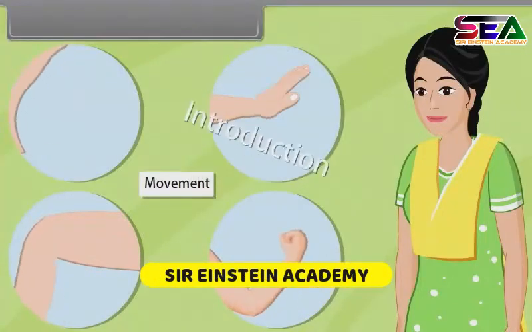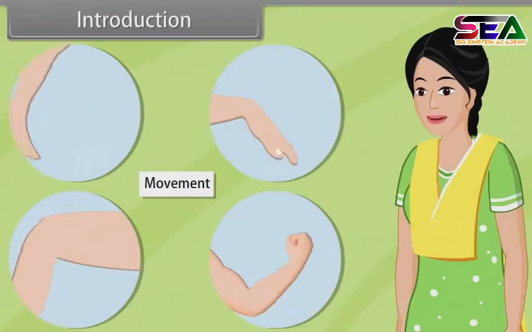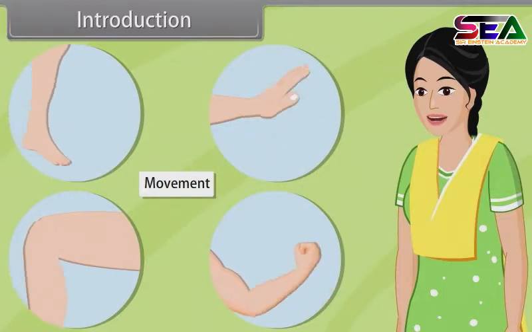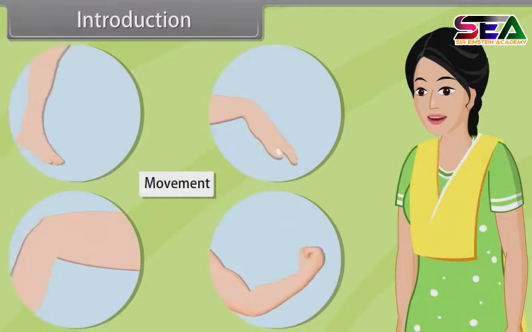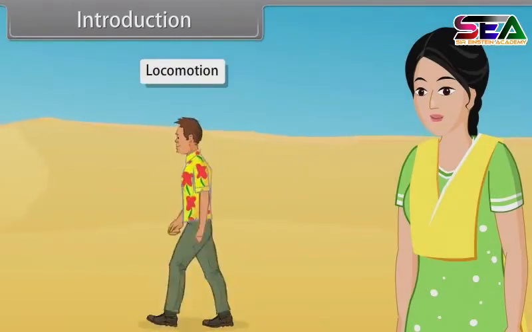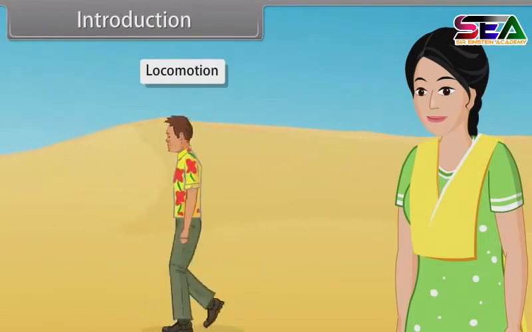Introduction. Hey kids, in this lesson you will learn about locomotion and movement in human body. Movement is a feature of all living organisms. Animals move from place to place. When an organism moves from one place to another place as a whole, it is known as locomotion.